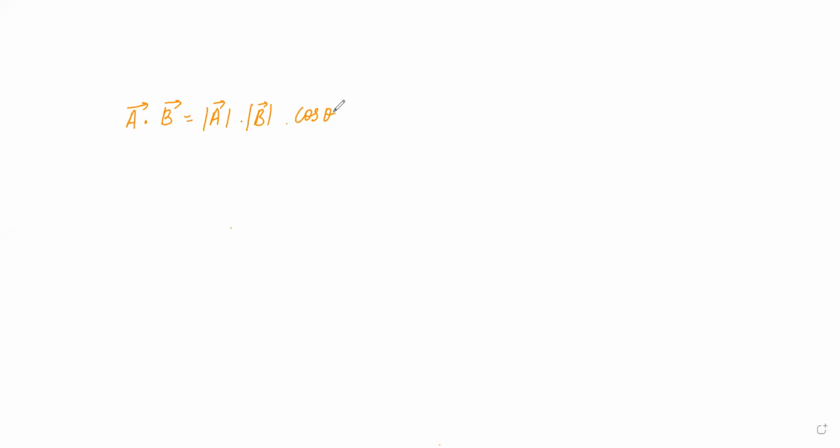Dot product means that if you have any vector, a vector A, and let us say this is B vector. What is the component of A vector along B? The component of A vector along B will be A cos theta, no? So basically dot gives you the component of this along this.